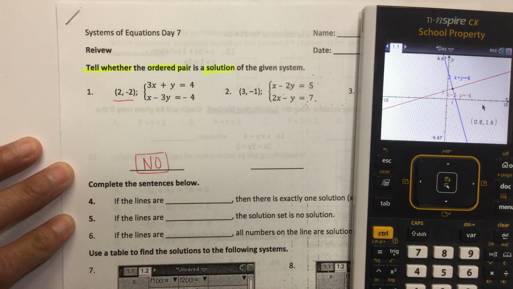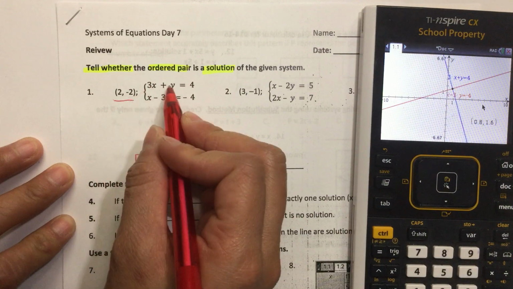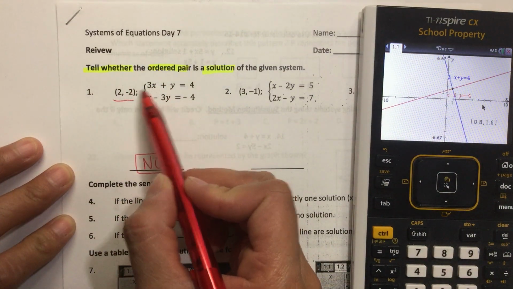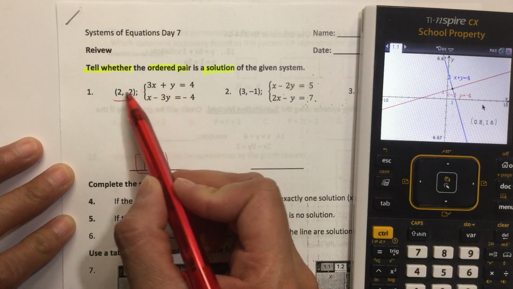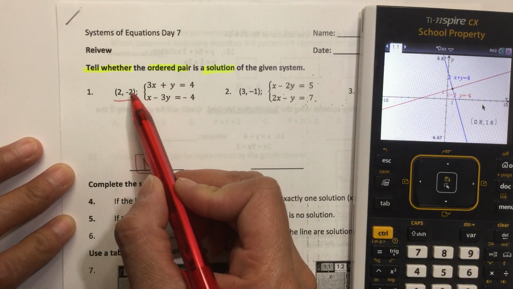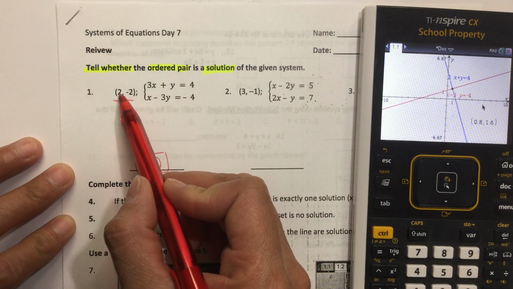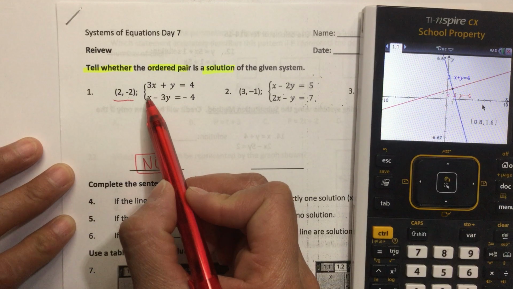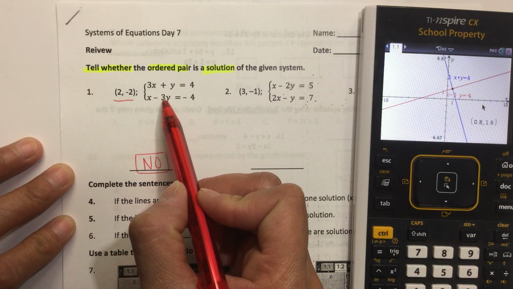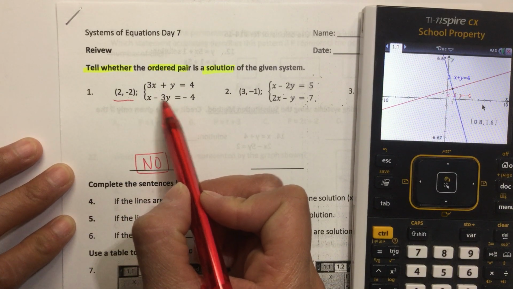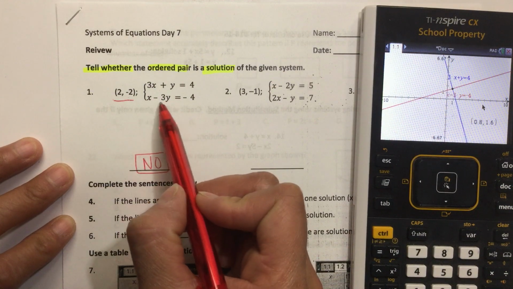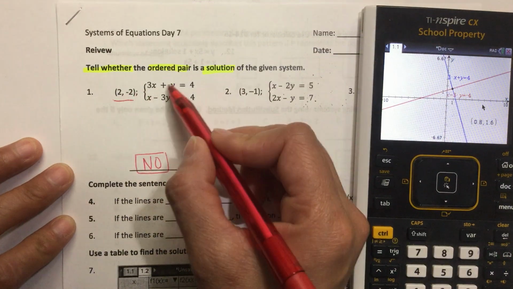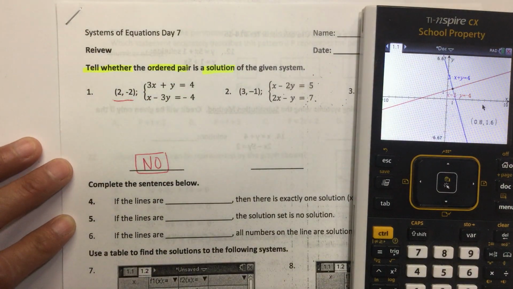If you wanted to check by hand, you would plug in your x value, your y value into each of the equations. You'd see if you plug in a 2 for x and a negative 2 for y, it would be 3 times 2, which is 6, minus 2, which is 4. But if you plug in a 2 for x here and a negative 2 for the y, it would be 2 minus 3 times a negative 2, changes to a plus 6. So 2 plus 6 is not negative 4. So the solution would need to satisfy both equations.